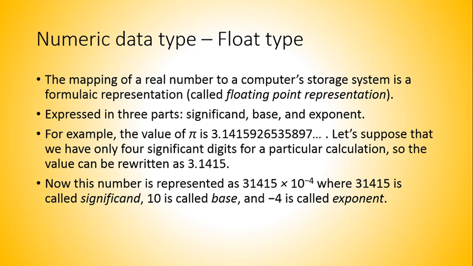So for example, if the value of pi, which is 3.14159 and so on, if we consider only 4 significant digits for a particular calculation, its value will be written as 3.1415. Now, this number is represented as 31415 into 10 raised to -4. Here 31415 is called significand, 10 is base, and -4 is exponent.